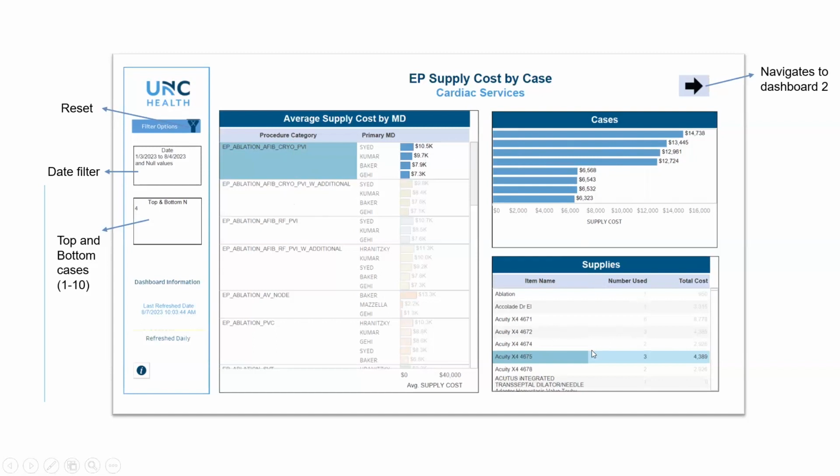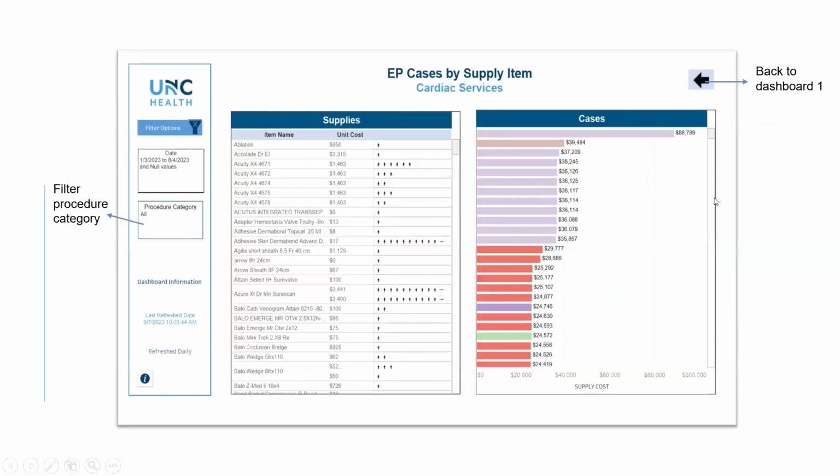And also, if we wanted to see it the other way around, we connected the first and the second dashboard through this navigation button, where we can see the opposite thing. Like if we want to see an item type and in what all procedures that supply item is used, we can just click on the supply item and it will show us all those cases where that supply item was used.